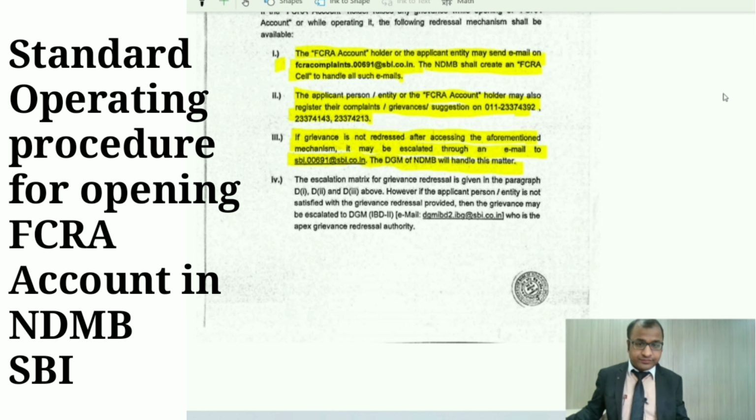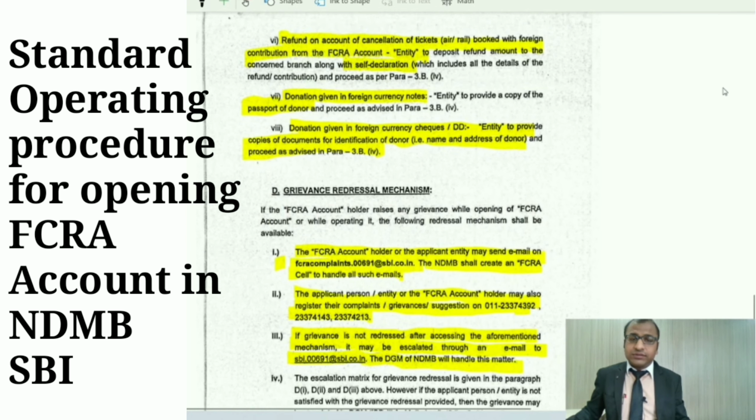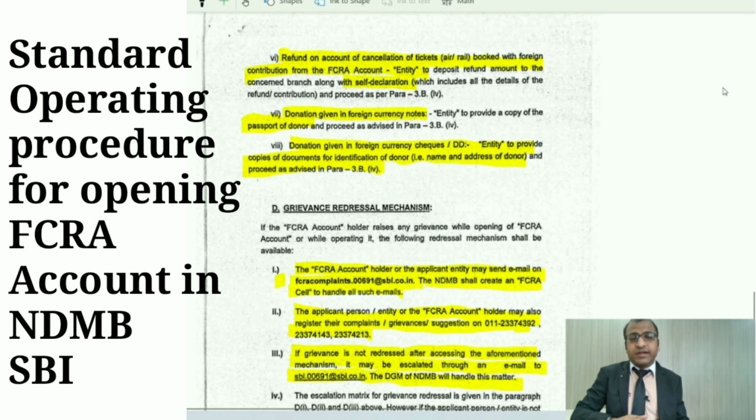So basically, considerably huge SOPs have been released, and there is a huge lot of work that has to be done by the organizations whenever they want to transfer money from their SBI FCRA account to the existing FCRA designated bank account and the utilization accounts, because giving the undertaking and declarations each time will be a very cumbersome process.